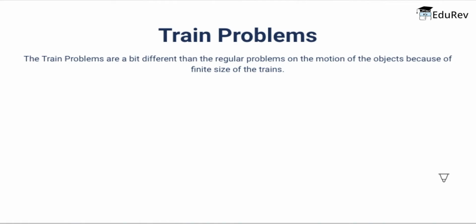Since the size of the trains is comparable to the distances that they may travel, we will have to take the size or the length of the trains into account too. The same formulas that we saw already are applicable here too. Here we shall see some examples of this concept and then learn some more tricks and examples. So let's begin by solving some train problems.